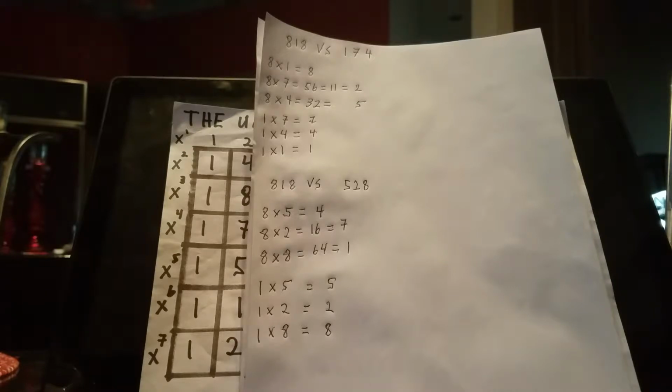Before, I was basically doing 528 versus 174. Now if we go 818, I'll just do it like this. 8 times 1 equals 8. 8 times 7 is 56, equals 11, equals 2. 8 times 4 equals 32, equals a 5. And 1 times 7 equals 7, 1 times 4 equals 4, and 1 times 1 equals 1. So we have 818 turning into 258, and we have 818 turning into 741, you could say.